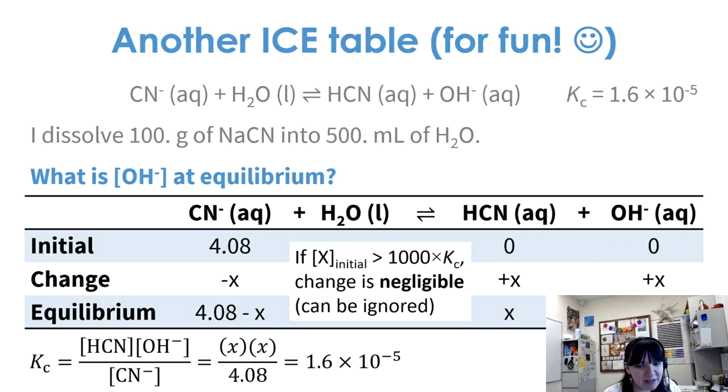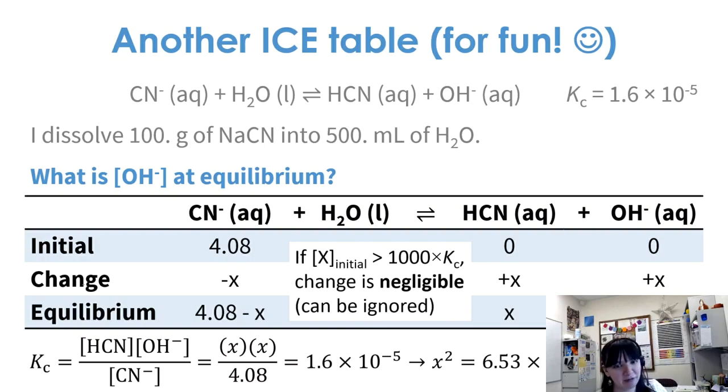My math is going to look a little more simplified, as you can see down here. Basically, I have X squared divided by 4.08, equal to 1.6 times 10 to the minus 5. Working through this mathematically, X squared is equal to 6.53 times 10 to the minus 5, and taking the square root of both sides, X is equal to 0.0081, or 8.1 times 10 to the minus 3 molar.